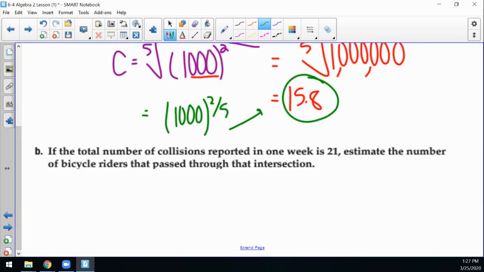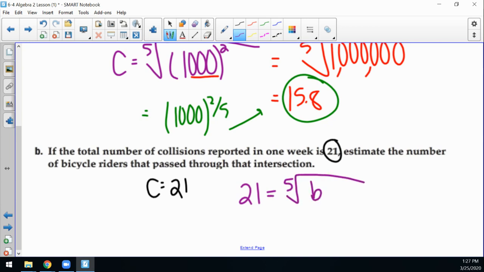All right. So here's part two. If the total number of collisions reported in 1 week is 21, estimate the number of bike riders that pass through the intersection. So now they're telling us what c is. c is now 21, and our job is to find what b is, right? So let's do that, okay? We're going to say that 21 is equal to the fifth root of b squared. Now, again, there's two different ways you can do this. This is probably how I would do it. How do I get rid of a fifth root? I put it to the fifth power. So what is 21 to the fifth power?